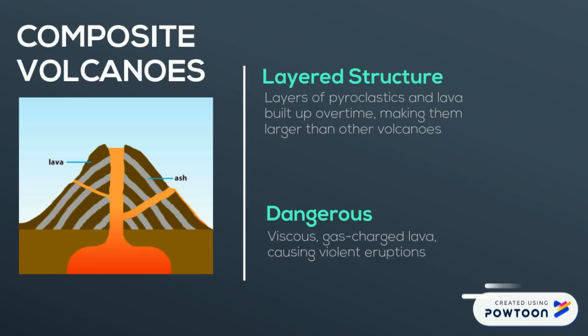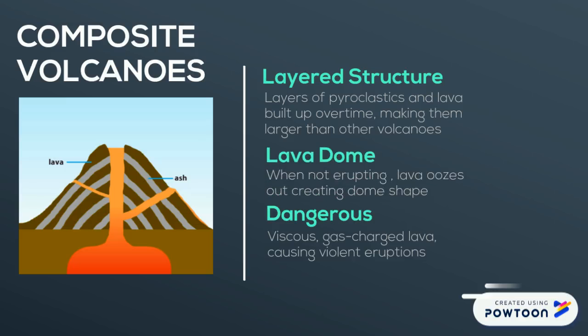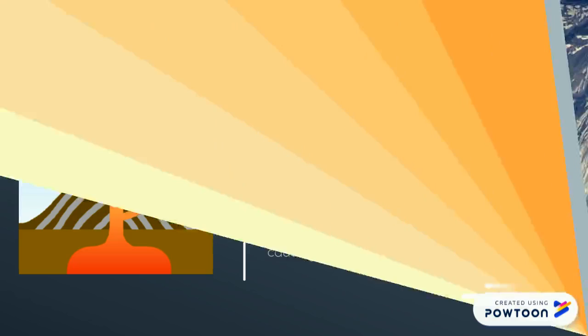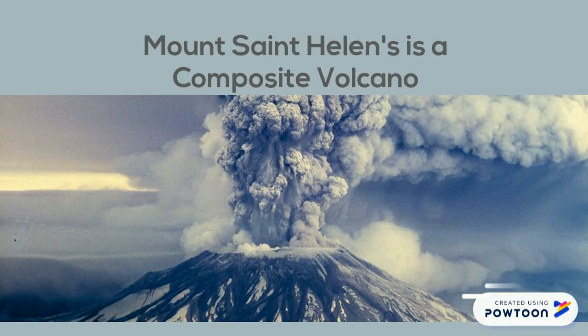They are fairly viscous, gas-charged, and have andesitic lava. When not erupting, lava oozes out and creates lava domes. A perfect example of these volcanoes is Mount St. Helens, which recently erupted in the 1980s.